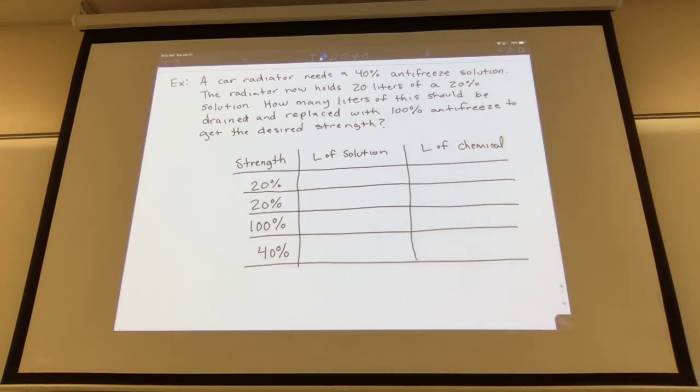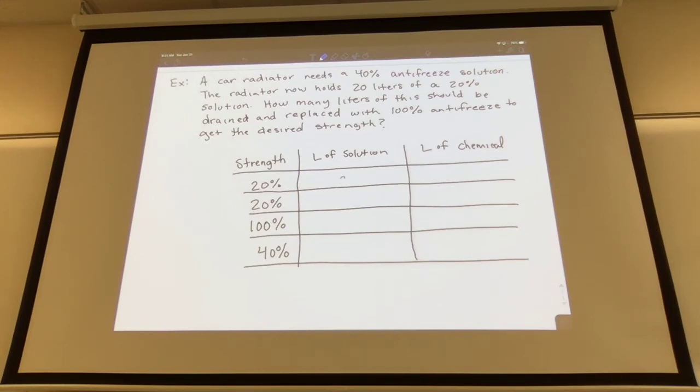So, car radiator needs 40%. But that's because I know that's what I'm needing, so I just put that last. Now, you don't necessarily have to have it set up exactly this way, but if you know where you're going, you can probably put that last. If you know the stuff that's given, put it first if possible, but if not, you can rearrange afterwards if you need to. All right, then the next thing we say is radiator holds 20 liters of a 20%.